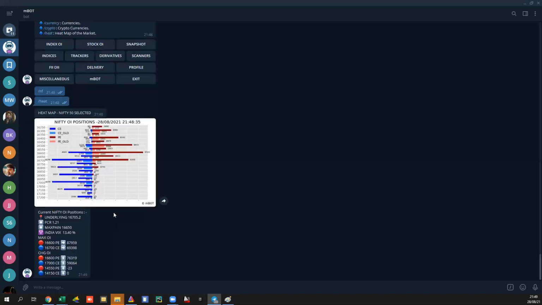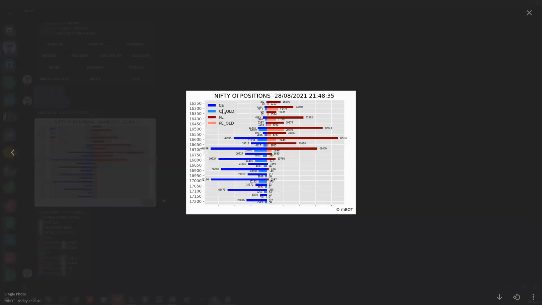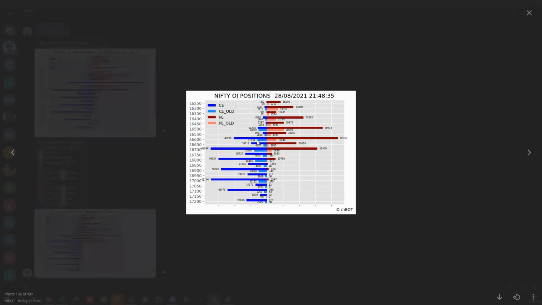Yeah. So this is the Nifty OI data. Then I'll explain what all data is shown here, right? Many people have queries regarding what this data is. So the CE, the dark blue, is the current position of the calls, and CE old is the positions at the close of yesterday's trading session. So if you see here 11,754 and 40,995. So yesterday it was 11,754 at the closing, and now it is 40,995. So these many calls have been added.